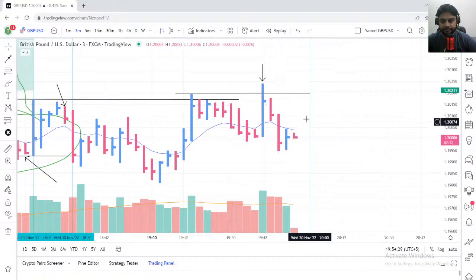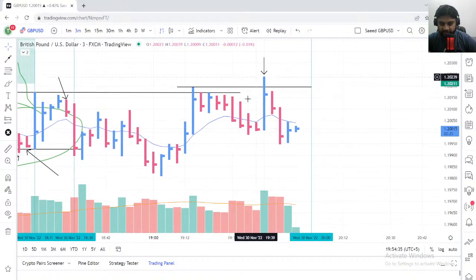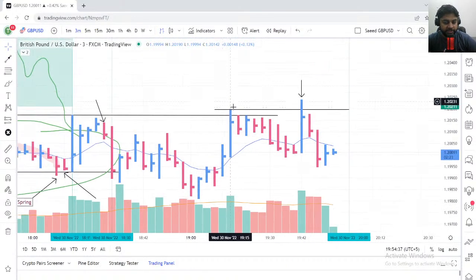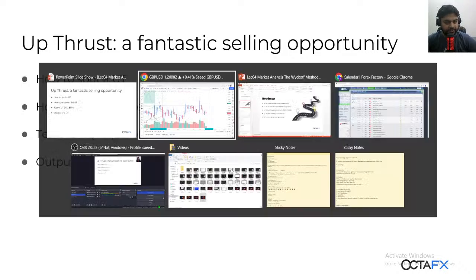Hello King Ji. So this right here is an amazing selling opportunity, but you can also wait for a test of upthrust. And what's a test of upthrust? A test of upthrust can be in two forms, as you can see over here. One is the no demand bar, and the other one is the ERM bar. ERM is end of rising market bar.